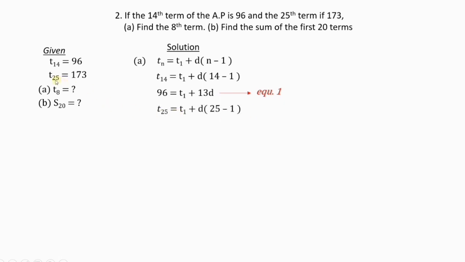Then we take our T25. T25 is T1 plus D into 25 minus 1. But our T25 is known, it is 173. So 173 equals T1 plus 24D. 25 minus 1 is 24, multiplied by D is 24D. So this becomes our equation 2. So we have simultaneous equations in two variables.